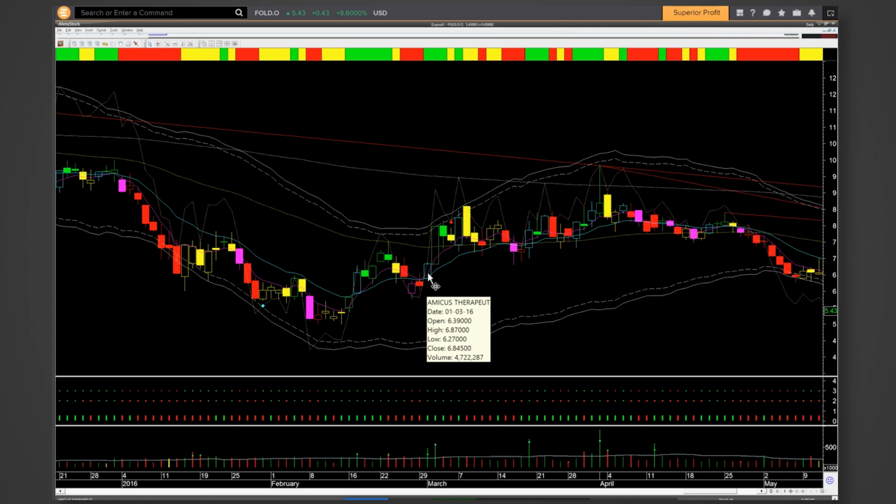Let me try to find a place. Okay, so on this day, 1st March, for FOLD, we had a few things going on. First, the flow color was cyan, so that is bullish. So we are looking for a potential go with flow long trade, and it would have come up in our explorer. If we ran go with flow long Sonar, it would have come up, FOLD.